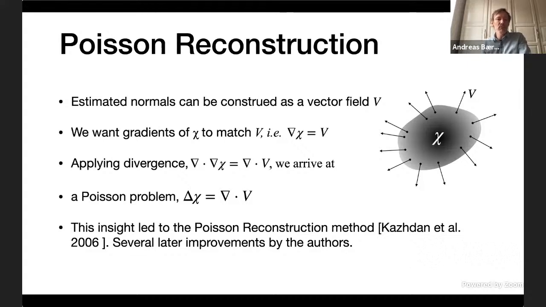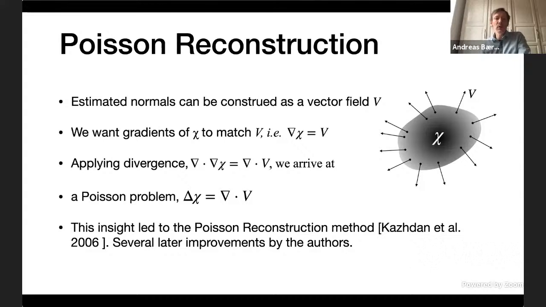So this simple insight led to the Poisson reconstruction method by Kazhdan, Bolitho, and Hoppe, and it's been improved in many ways by the authors since then. So, for instance, one objection that one might have immediately is that, okay, it's good and well that we obtain a function chi whose gradient field matches the vectors, but how do we know that there is an isosurface that passes through the points? And in fact, we don't know.